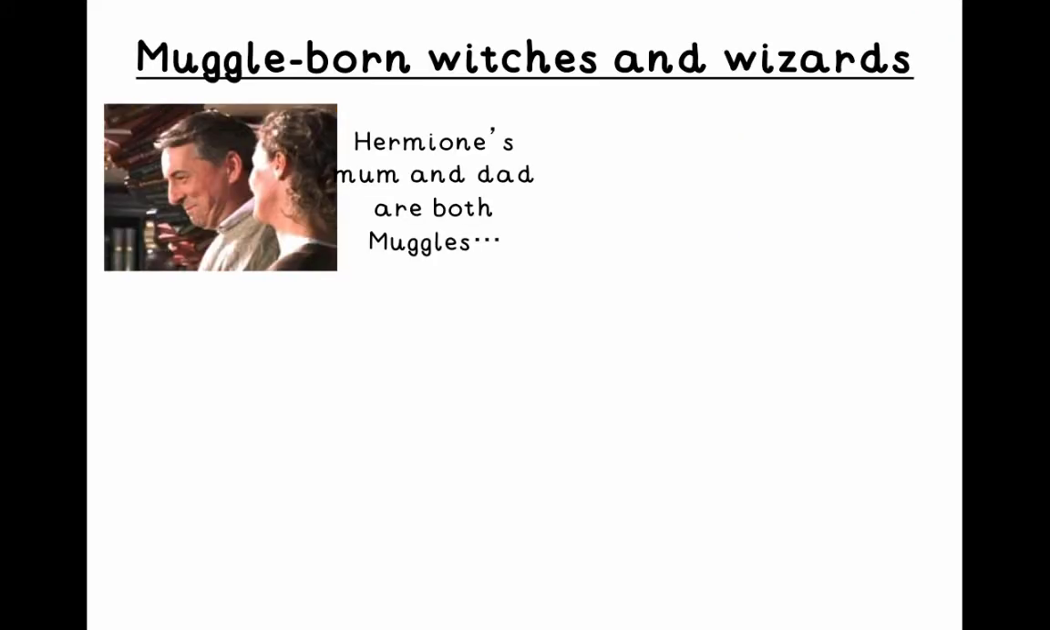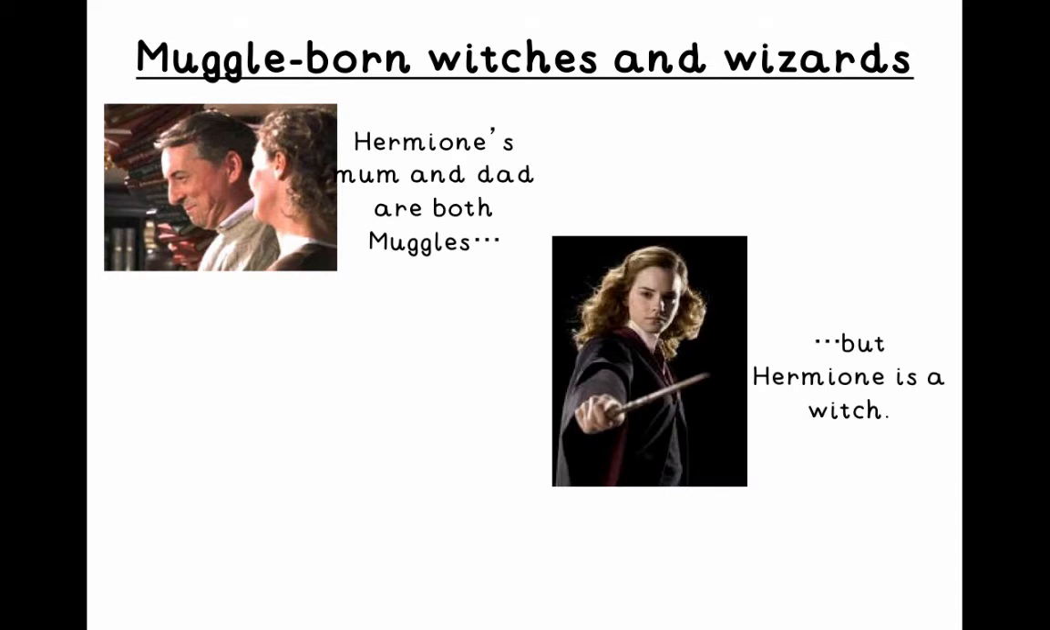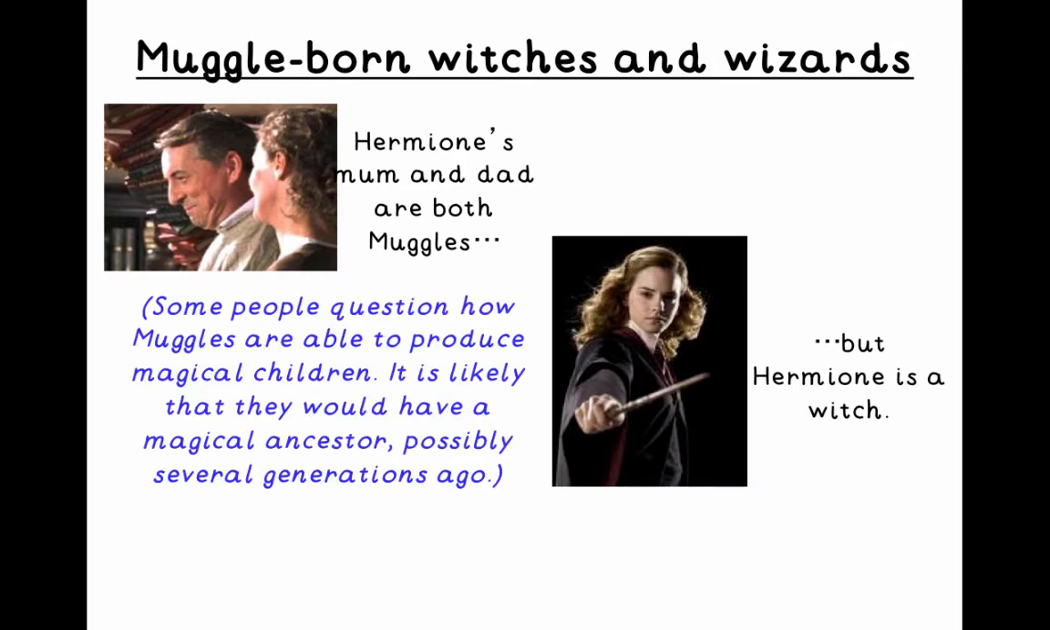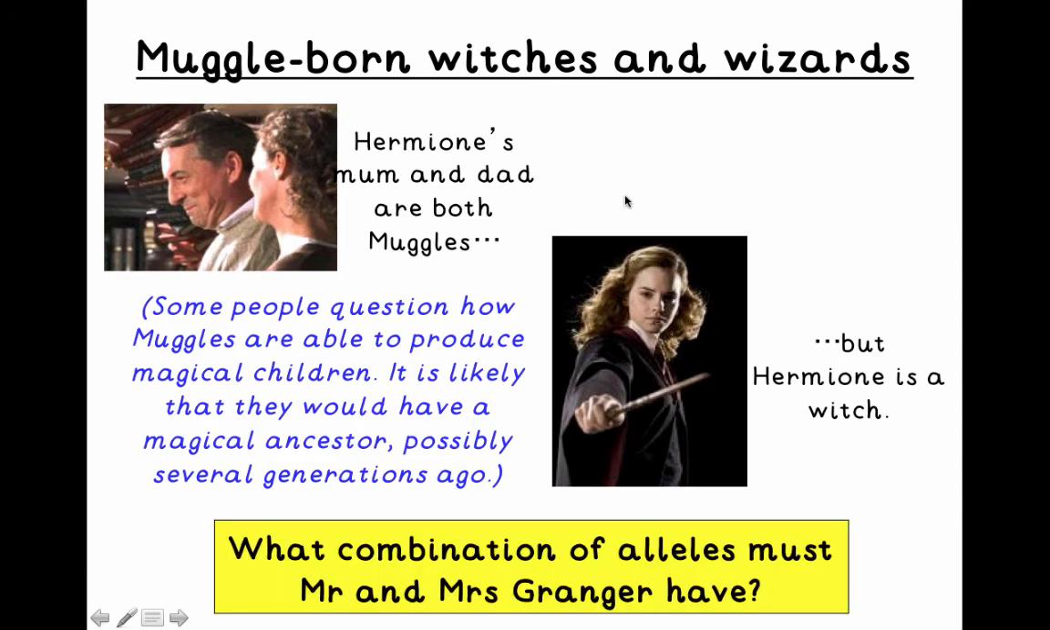Now Hermione's mom and dad are both muggles, but Hermione is a witch. So some people question how muggles are able to produce magical children. Is it likely that they had a magical ancestor possibly several generations ago? What combination of alleles do you think Mr. and Mrs. Granger have?